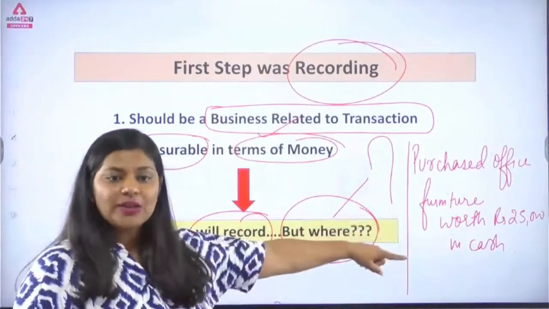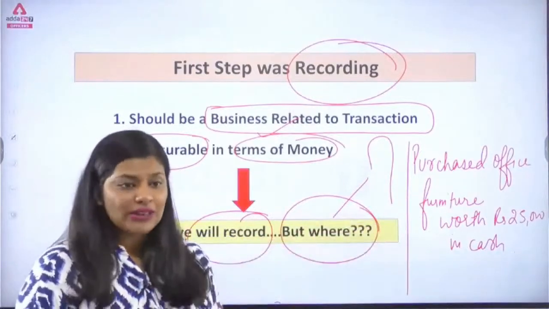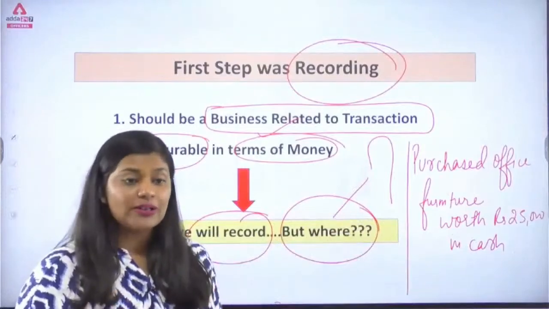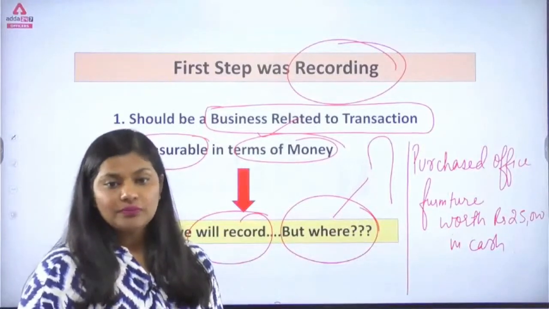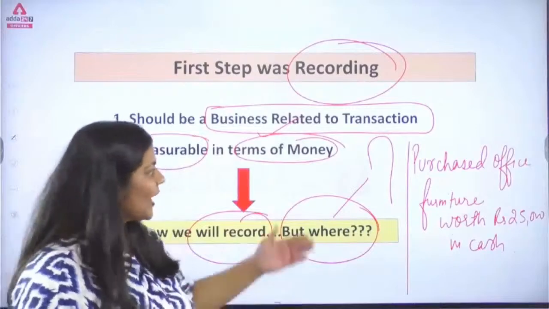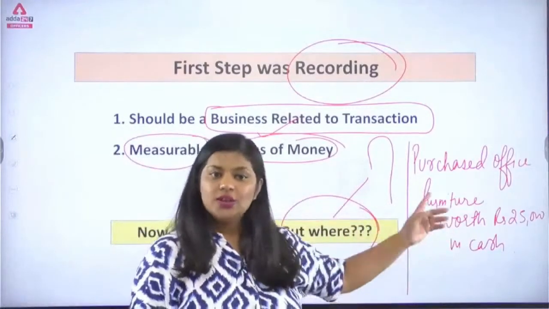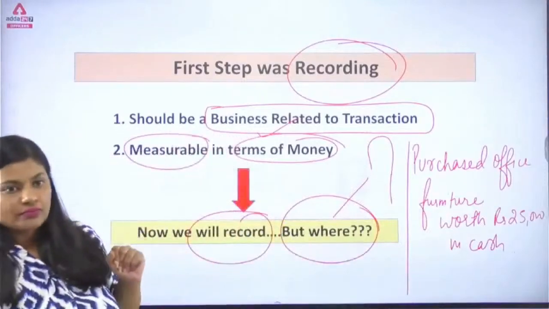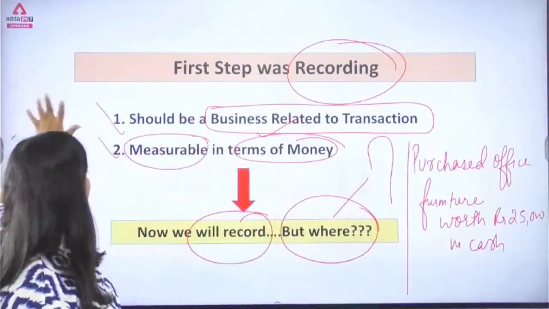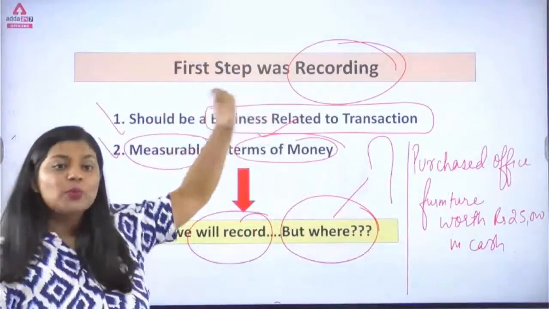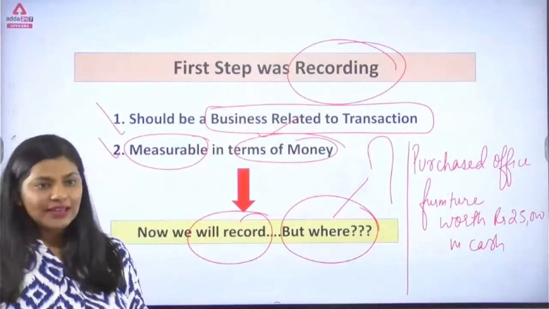Second thing, is it measurable in terms of money? Can you give the amount? Is it quantifiable? Yes. Correct. So you have purchased furniture and the amount of which is 25,000. So will we record it? Both the conditions are fulfilled. So we will record it. But where? Getting my point?